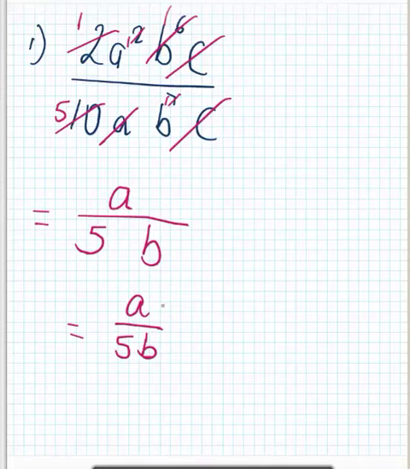And a way to know whether you have to simplify further is if you see the same letter still on top and bottom, that means you have to keep on simplifying. You should never have the same variable on top and on the bottom.